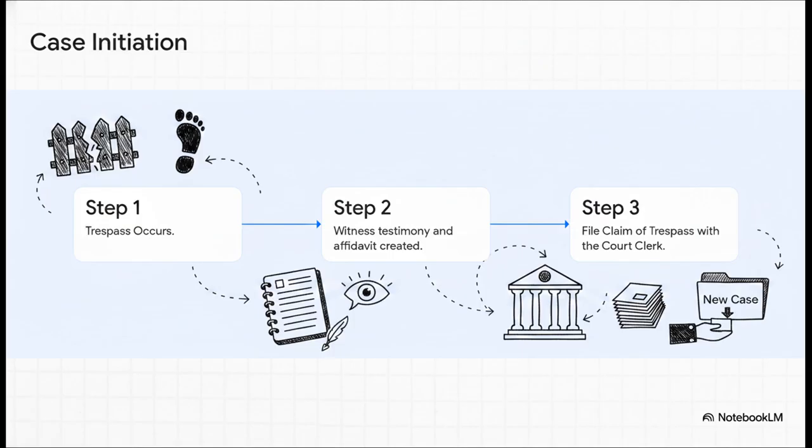Step 2 is absolutely crucial. A witness testimony in the form of an affidavit is created stating the facts and containing the evidence. Finally, step 3 culminates in bringing this compiled evidence directly to the court clerk and filing a new case form. You literally cannot skip these steps. They have to be documented honorably.